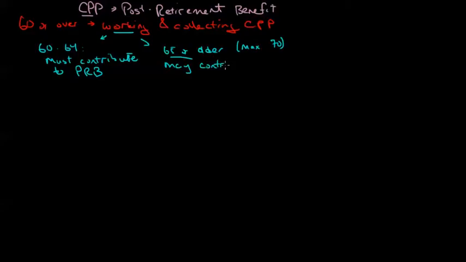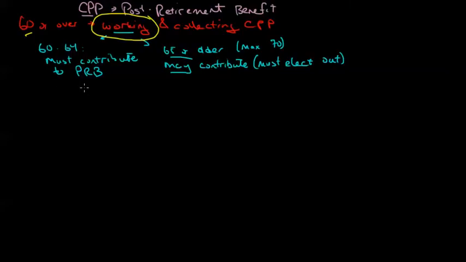Now it is automatic that you contribute here. That is, you have to actually elect out if you don't want to do this if you're working. So this only applies to people who are still working. That's the absolutely critical thing here that often gets overlooked. If you're not working, then this isn't going to affect you. But if you are 60 or over, working and collecting CPP, this is where this is going to affect you.